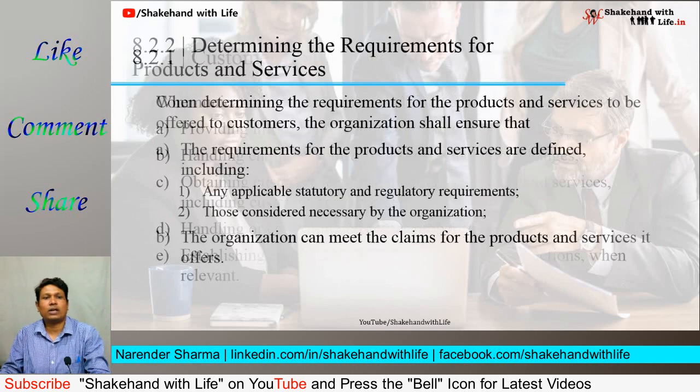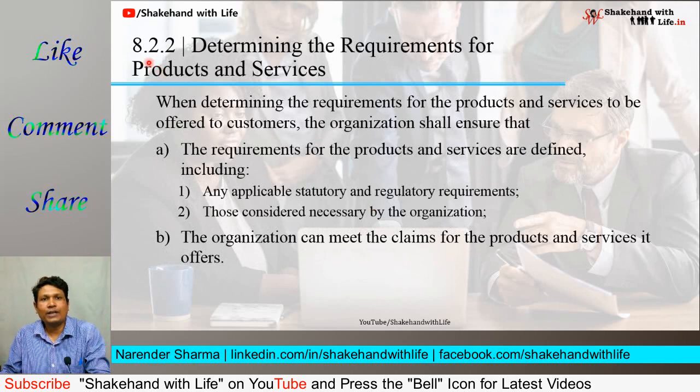Now come to clause number 8.2.2. Clause 8.2.2 says determining the requirements for products and services. How are the requirements of products and services determined? When determining the requirements for products and services to be offered to customers, the organization shall ensure that A: the requirements for the products and services are defined before giving any kind of commitment that the organization is capable of delivering or providing the product or services to the customer.